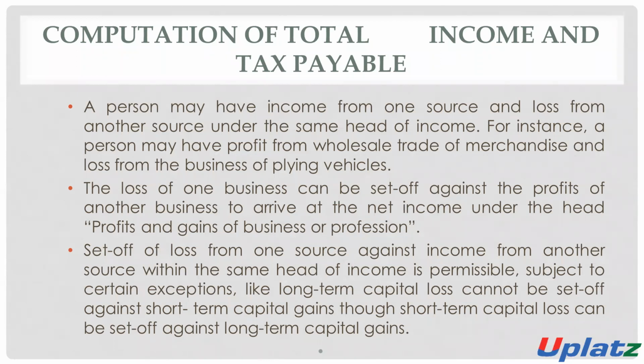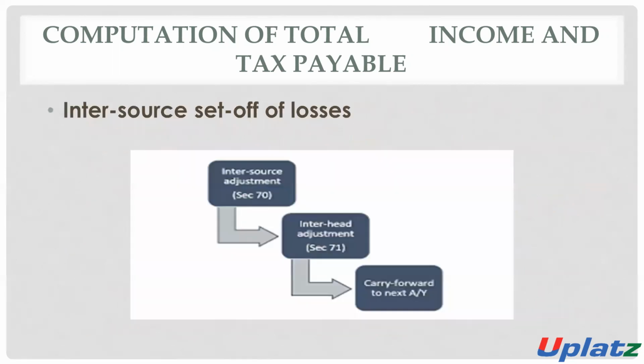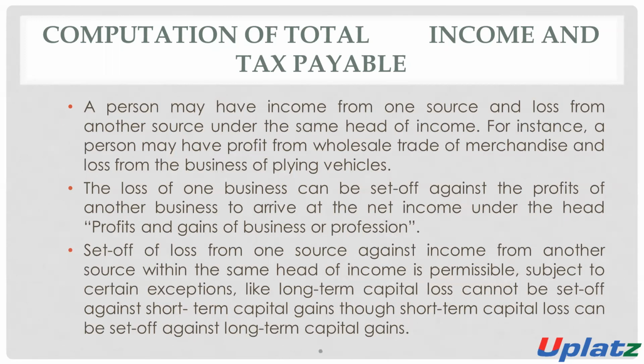This is known as inter-source set off of losses, within the same head. The loss of one business can be set off against another business. If an assessee has two businesses, and in one business there is a loss and in the other there is a profit, then the loss from one business can be set off against the profit of the other. Set off of losses from one source against income from another source within the same head is permissible, and it is known as inter-source set off.